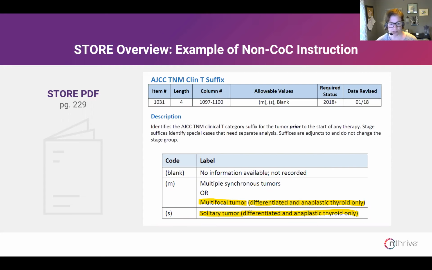What we find are coding descriptions and instructions for the T suffix, which seem to be an area of confusion for many of us. From the table pictured in the lower right of this slide, we can appreciate that the M and S suffix for differentiated and anaplastic thyroid cancers means something different than for other tumors. STOR is essentially prompting us to look in a specified area of AJCC. So in this example, we're encouraged to visit the AJCC thyroid chapter for further information on the M and S suffix.